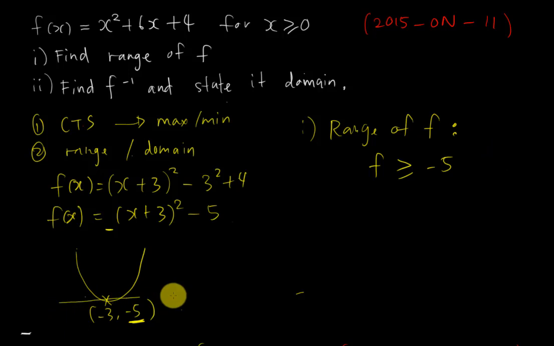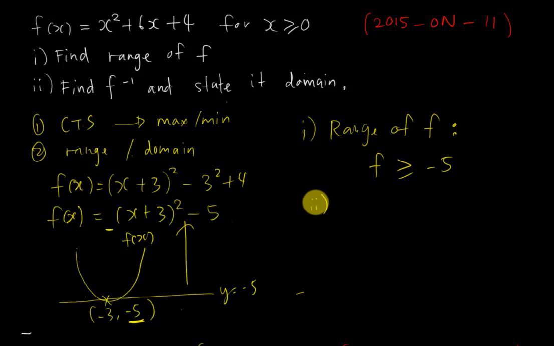Because this one is the minimum, this is y equals -5, and so my graph actually will go up. If this is f, obviously this is f(x). So this is, I guess, just maybe 1 or 2 marks. And then the second part, the question asks you to find the f inverse.